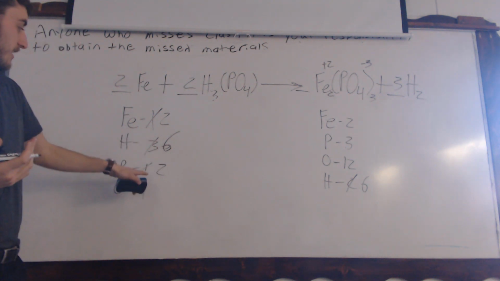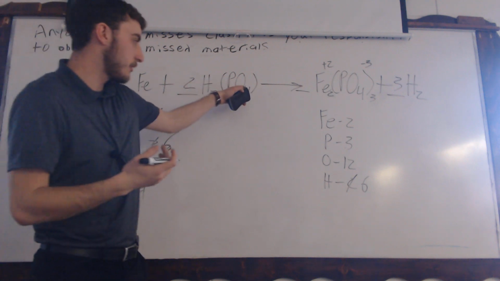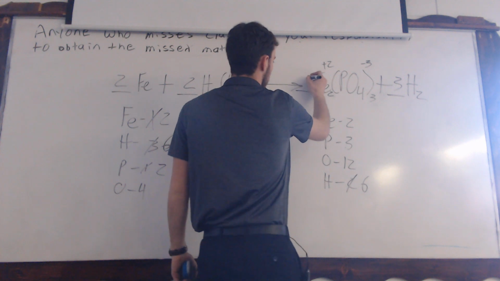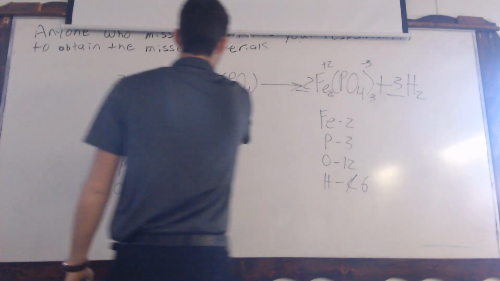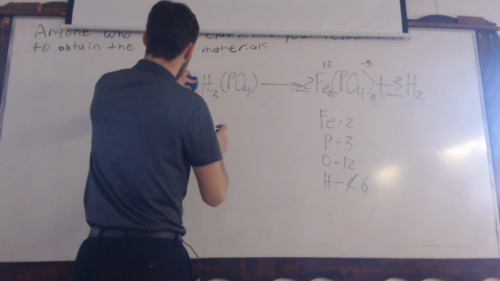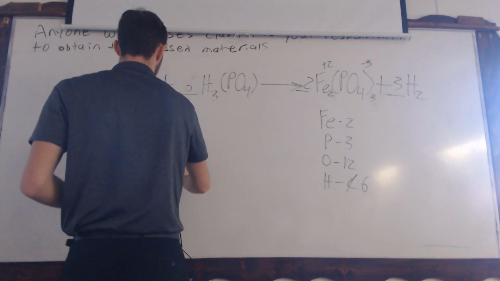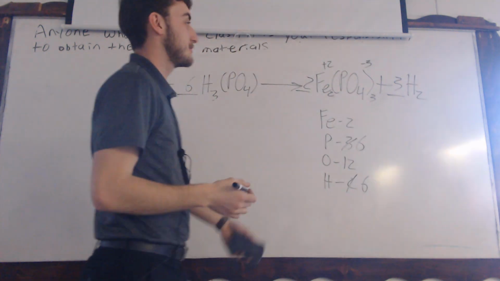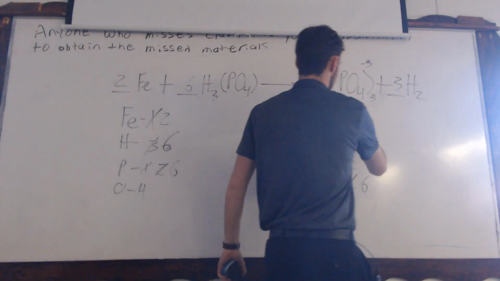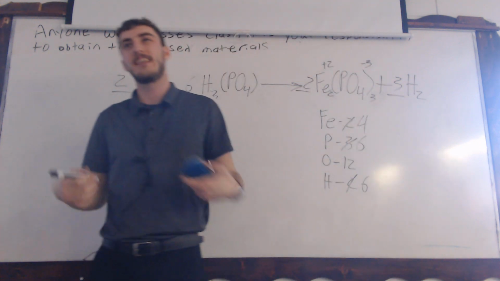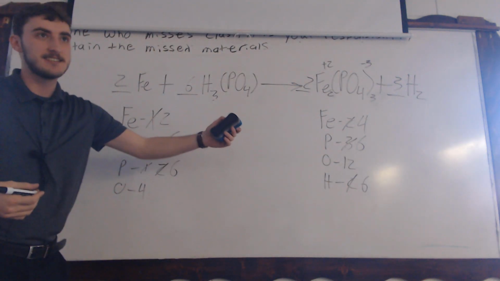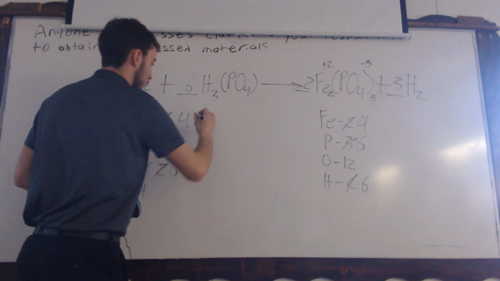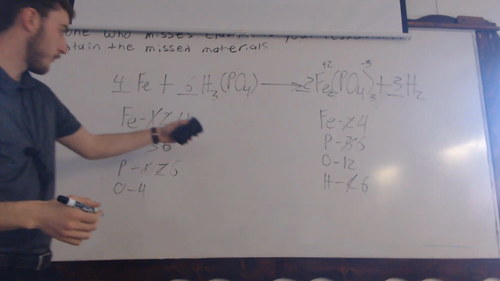But, okay, so now we've got 2 phosphorus right over here. We've got 3. Again, we got to make it 6. So now we have 6. Let's make this 6. But because we changed it to a 2, this is now 4. I gave you too hard a one right off the bat. That's my bad. But this is the process that you do, and eventually you'll settle. And then we got 4, 4, 6.